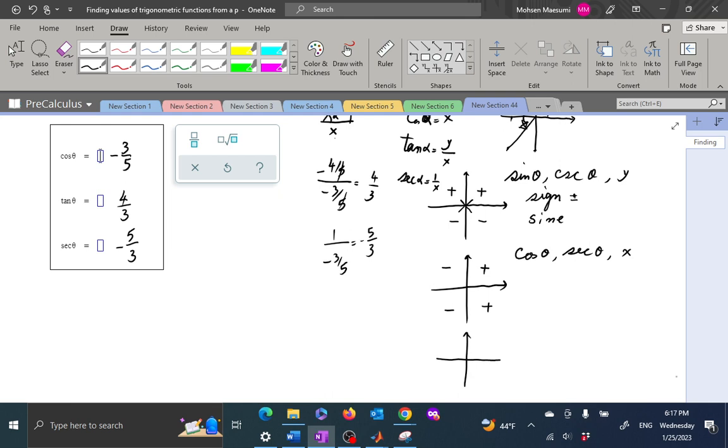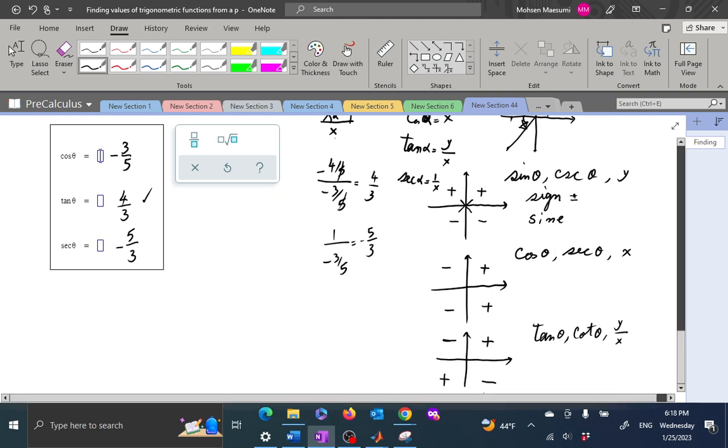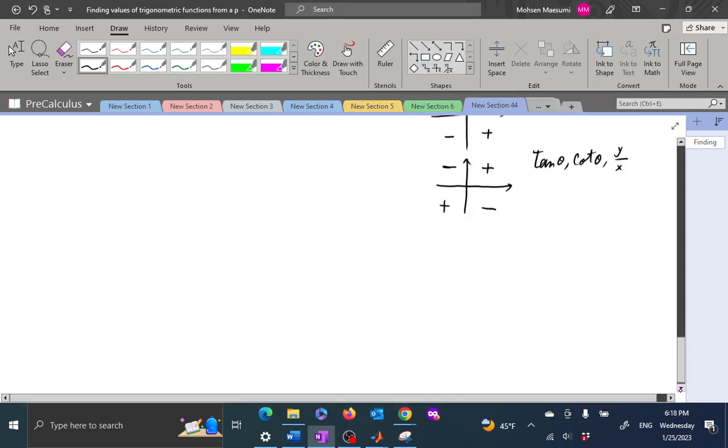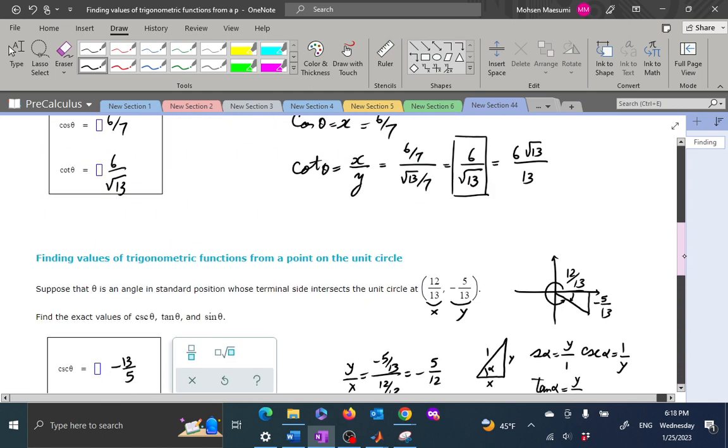Finally, let's go after tangent and cotangent of theta, which go with y over x or x over y, either way. So the ratio of these two is positive here. In the third quadrant it's also positive. Here x is negative but y is positive, here y is negative but x is positive. So the signs are like this. For sine or cosecant: plus, plus, minus, minus. For cosine as well as secant: plus, minus, minus, plus. For tangent or cotangent: plus, minus, plus, minus. So you want to practice these things to become comfortable.